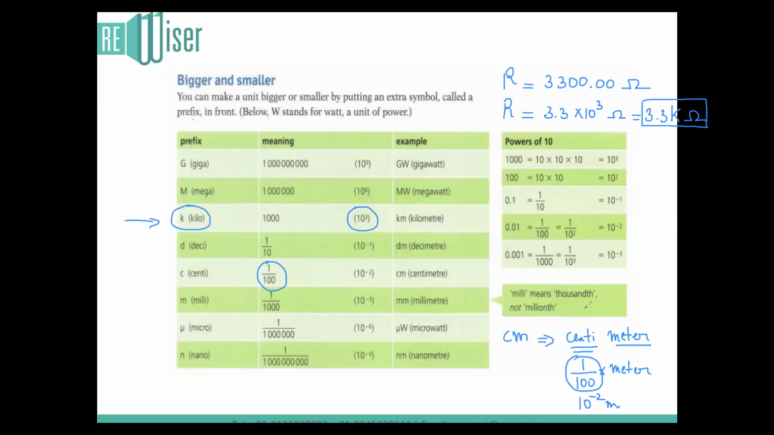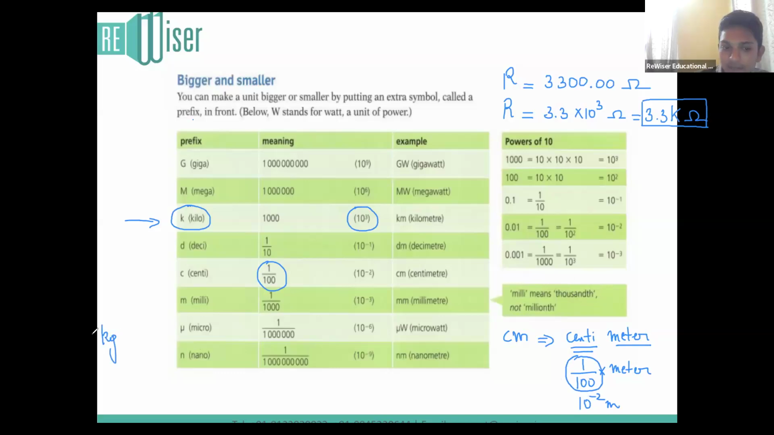Got it? You might have seen these in other quantities as well, like kilogram. We just used it, right? We just said mass has the unit kilogram. A kilogram is just 1 into kilo, which is 10 power 3 gram, or a kilogram is 1,000 grams.